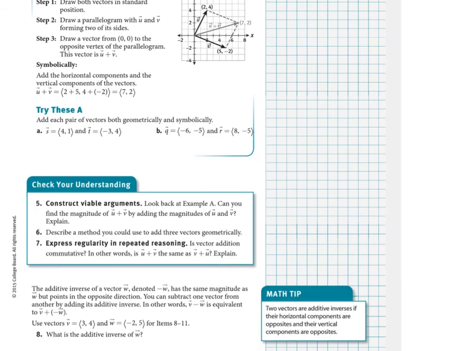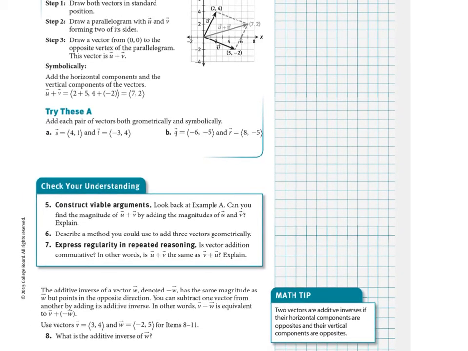So take a look at part A. It says add each both geometrically and symbolically. Symbolically they just mean with the arithmetic, with the actual numbers. So if we were to add this, vector s plus vector t, it's just like it feels: add the x's together and then add the y's together. If we do vector q plus vector r, add the x's together, so negative 6 plus 8 is 2, and then negative 5 plus negative 5 is, of course, negative 10. Negative 5 plus another negative 5. It's not 0.